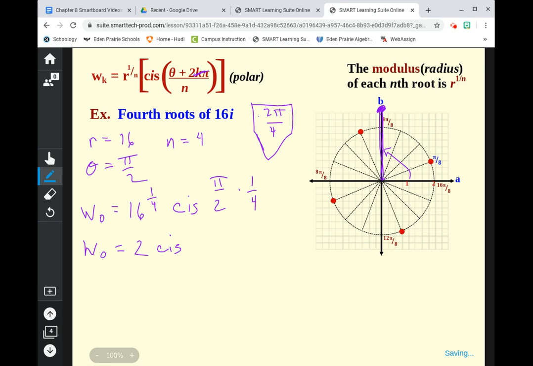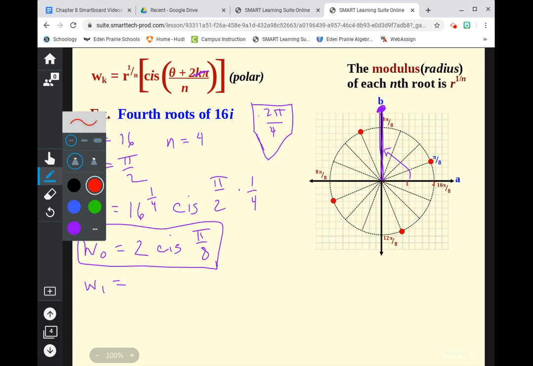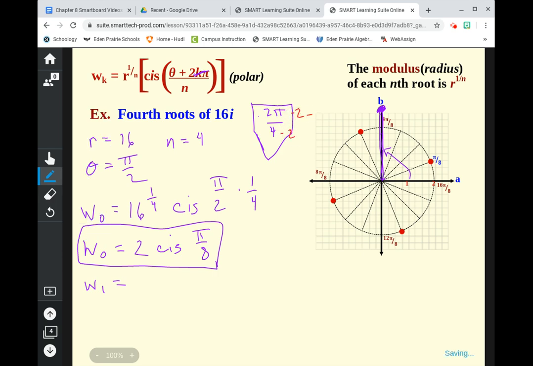CIS, pi over 2 times 1/4 is pi over 8. There you go. Let's find W sub 1. I already see that this previous one was pi over 8, so I'm going to get a common denominator on my home plate by multiplying top and bottom by 2. So it's 4 pi over 8.